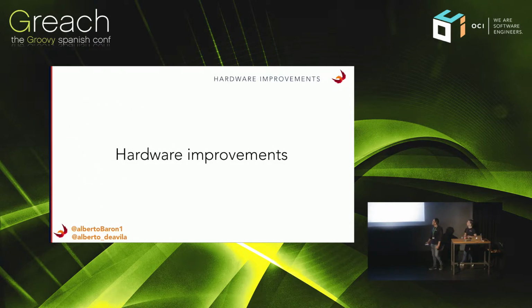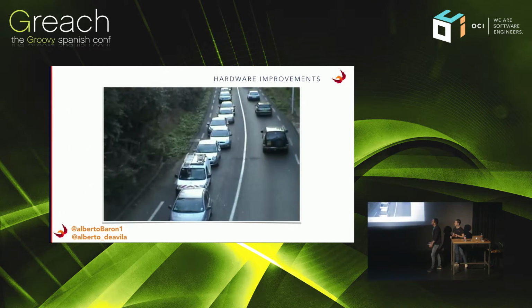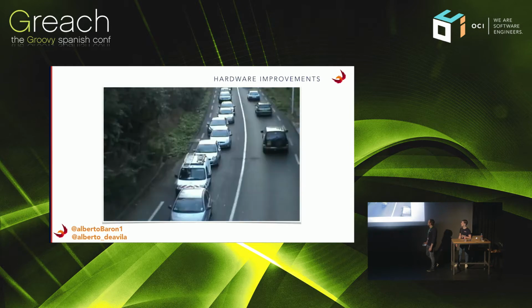So what can we do to improve our hardware? First of all, we know that we have to use a good hard disk, for example, a solid state disk, instead of the traditional magnetic disk. We can increase the RAM memory. We can use better microprocessors, which implies more velocity and more cores. And we can use a good network, because if you have a good microprocessor but not a good network, it's the result.